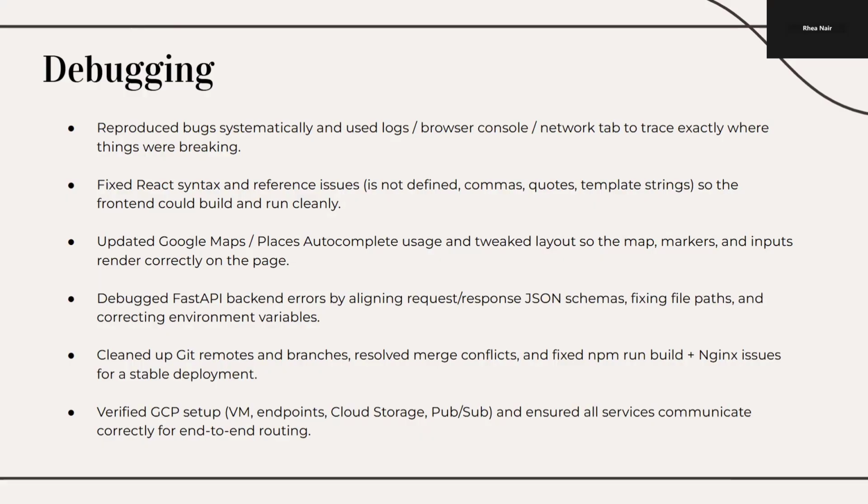We also updated our Google Maps and place autocomplete usage since some older methods were deprecated, and adjusted the layout so the map markers and the input actually rendered at the right size. On the backend, we aligned the JSON schema, fixed file paths for data, and cleaned up environment variables. We also had to use git remote and branches, resolve merges, and fix npm run build plus nginx issues.